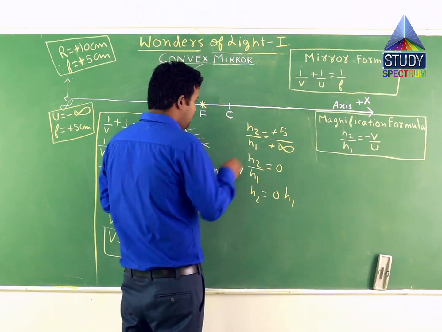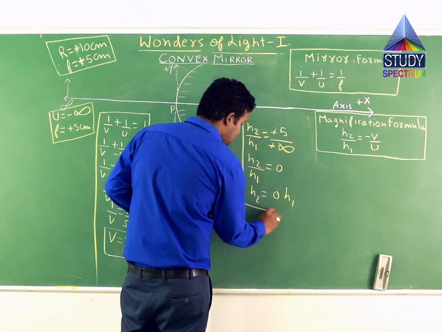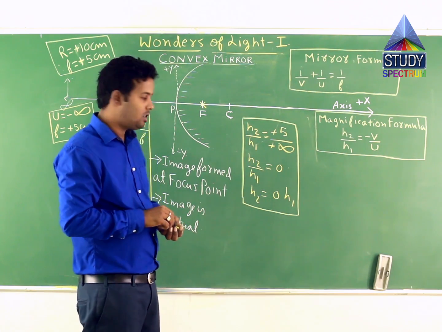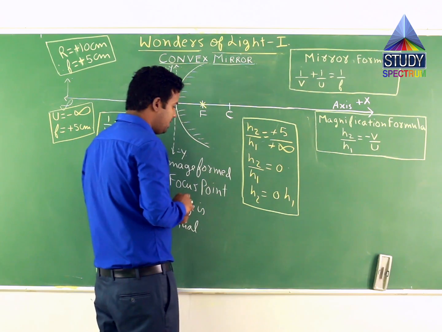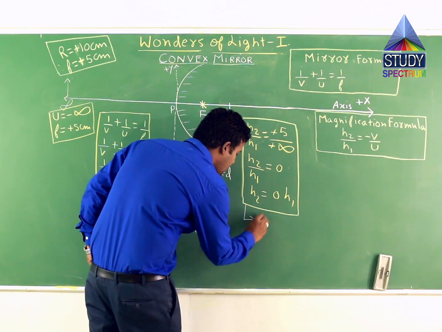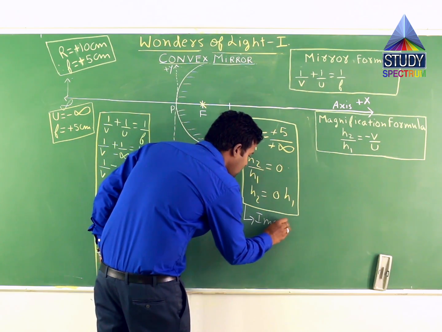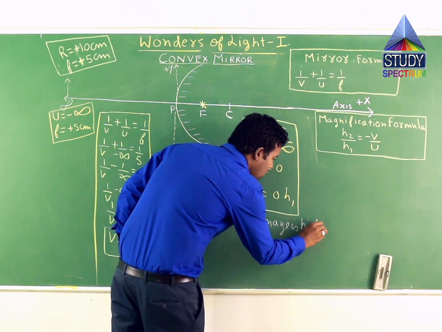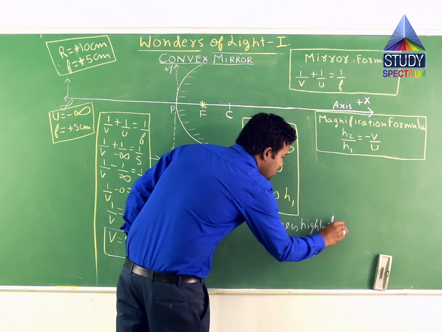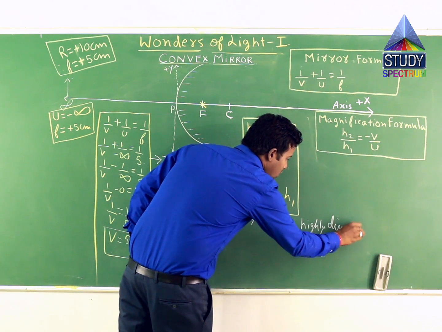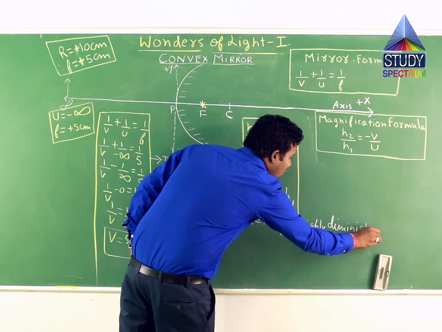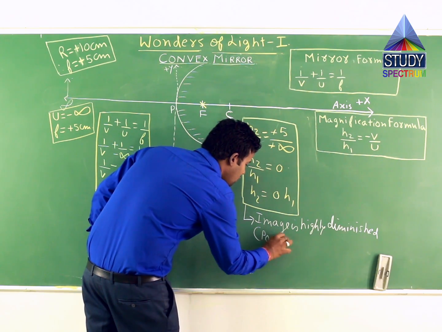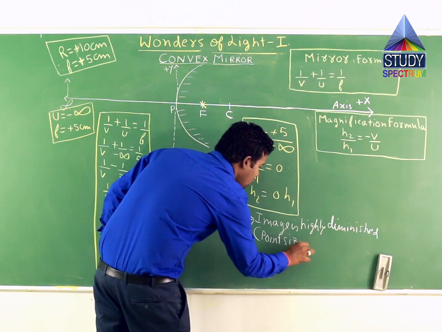So if we use this calculation to find or to draw the other two results, the other two results we can write is: image is highly diminished or point size image.